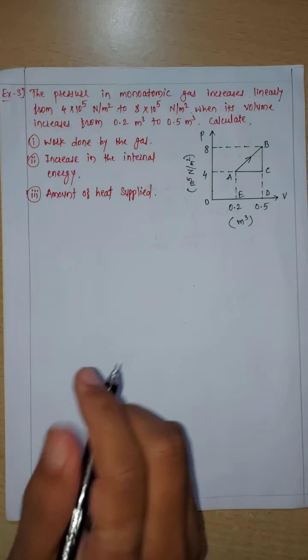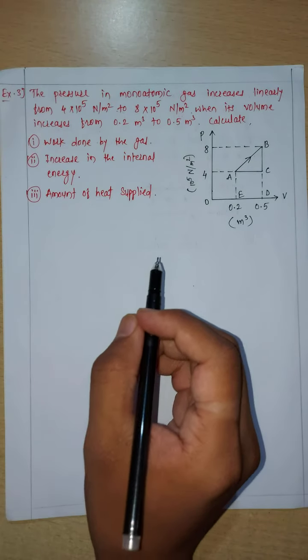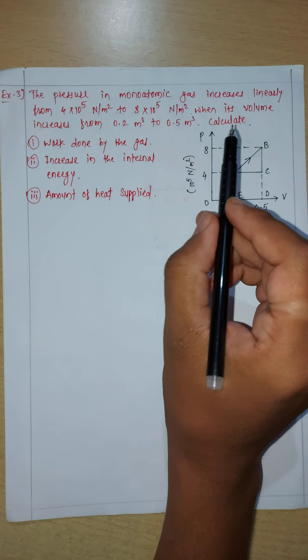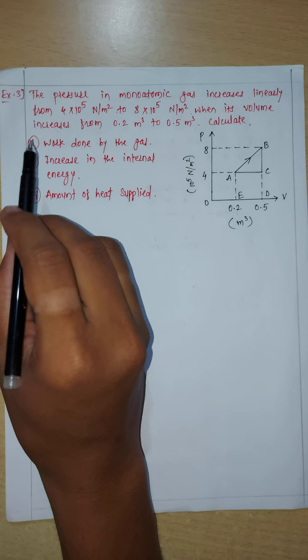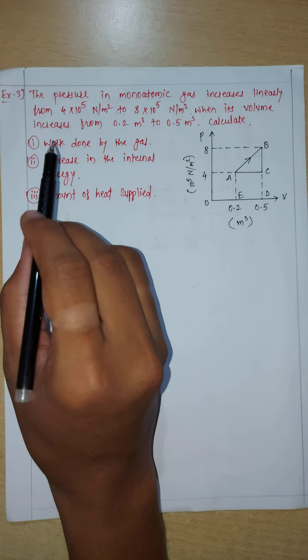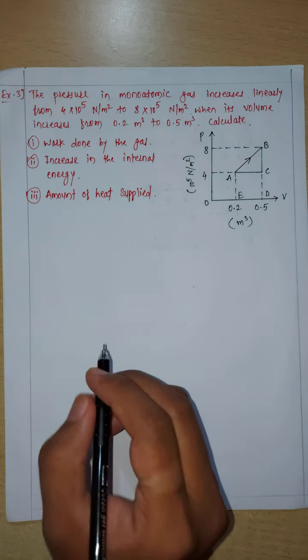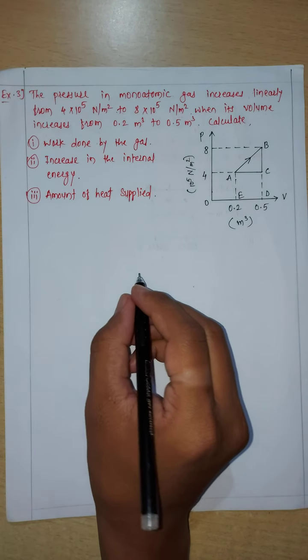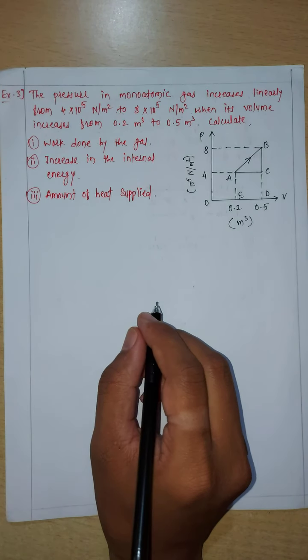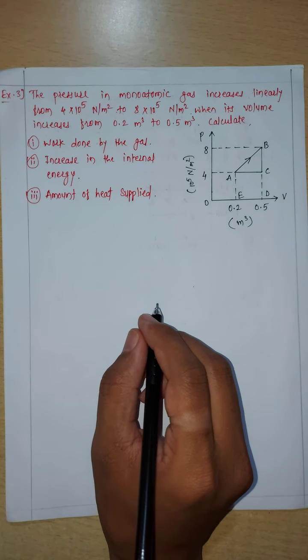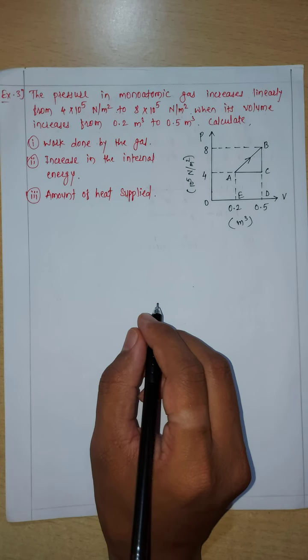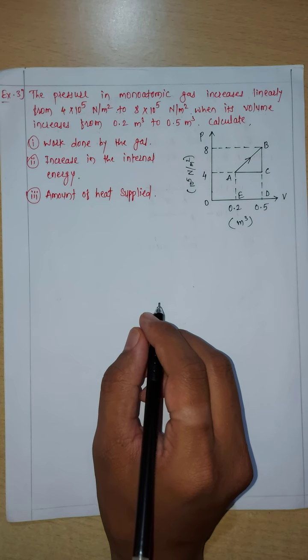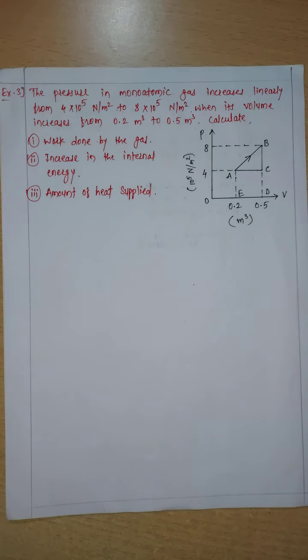Now we'll move on to the third problem. The pressure in a monoatomic gas increases linearly from 4 into 10 to the power 5 Newton per meter square to 8 into 10 to the power 5 Newton per meter square when its volume increases from 0.2 meter cube to 0.5 meter cube. You have to calculate, first, the work done by the gas; second, the increase in the internal energy; and third, the amount of heat supplied.